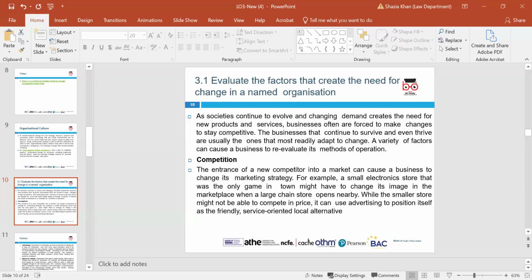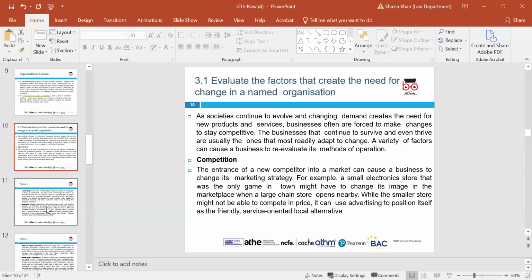For example, a small electronics store that was the only game in town might have to change its image in the marketplace when a large chain store opens nearby. While the smaller store might not be able to compete in price, it can use advertising to position itself as a friendly, service-oriented, and local alternative.